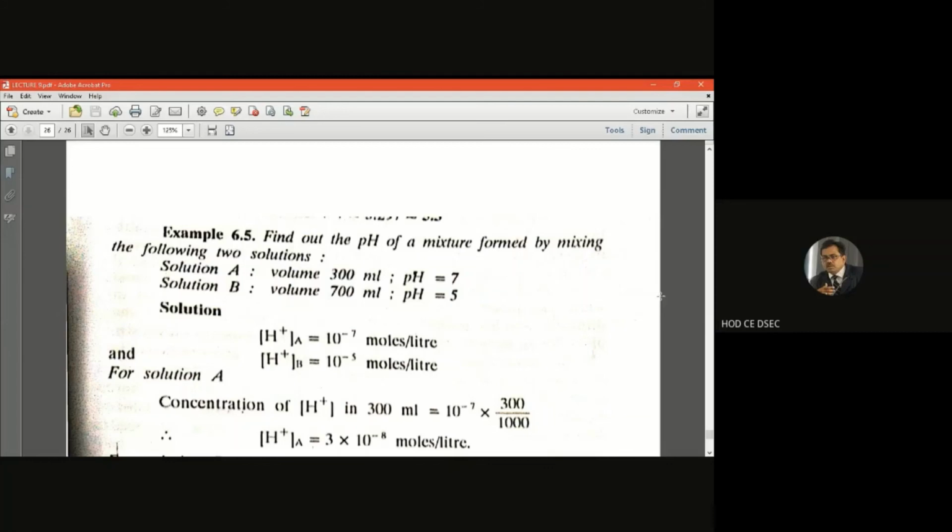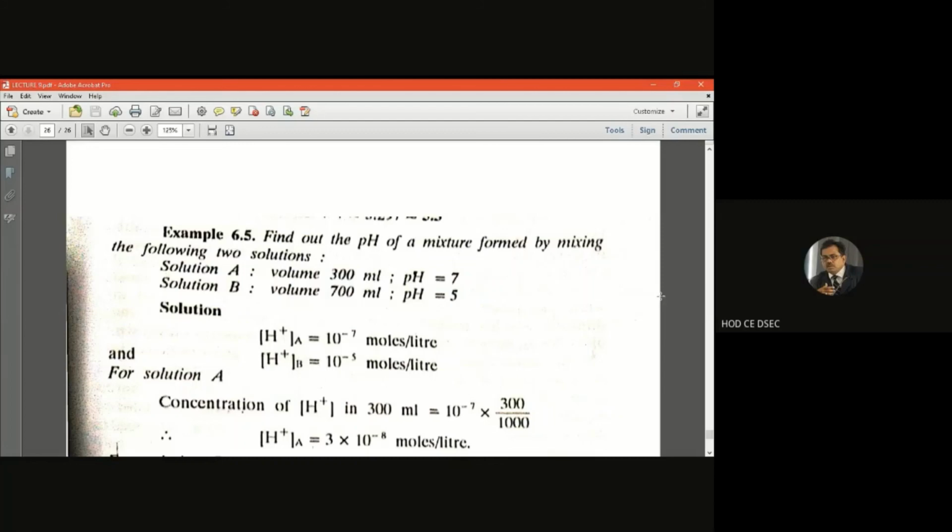Why 10 to the power minus 7? Because pH is equal to 7. It is given in the question. Same for solution B, we can write H plus suffix B. That means the hydrogen concentration of solution B is equal to 10 to the power minus 5 moles per liter, because concentration is moles per liter.